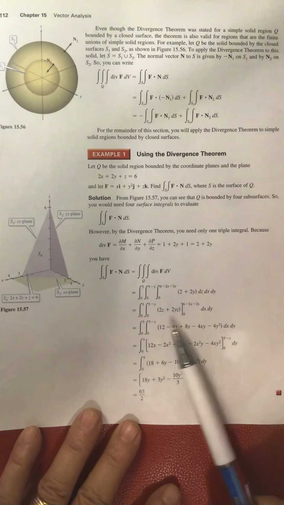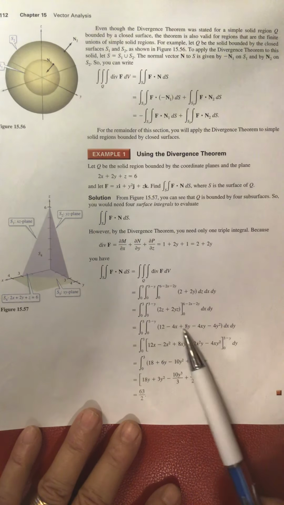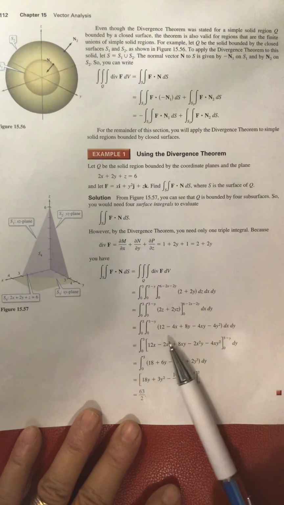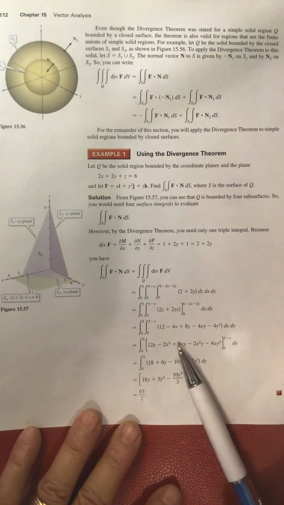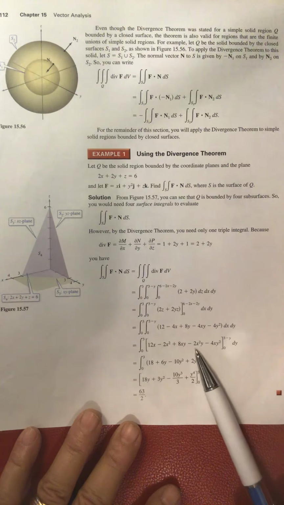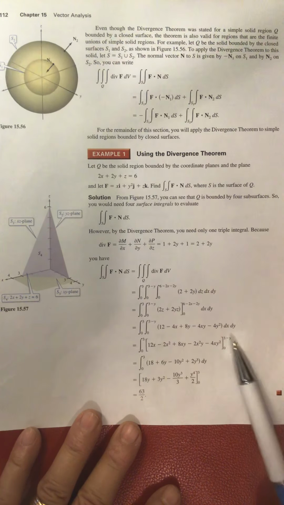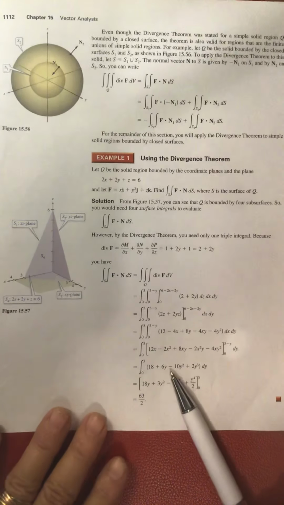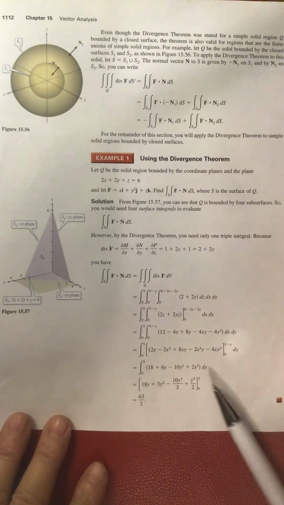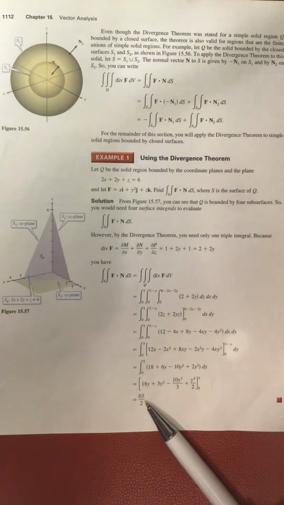And so we have that region all settled in here. Then we take the integral with respect to x, so 12x minus 2x squared plus 8xy minus 2x squared y minus 4xy squared from 0 to 3 minus y. You put that in and simplify it, a pretty easy exercise to do. Then take the integral with respect to y, and we have just found the flux through that region using the divergence theorem, much easier than using some other way of doing it.